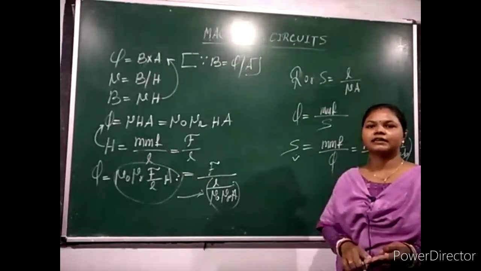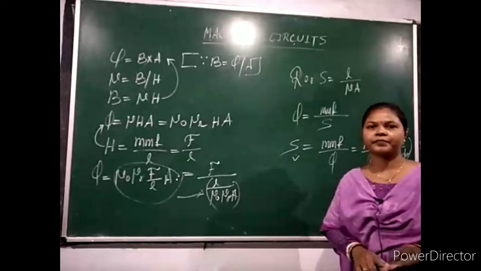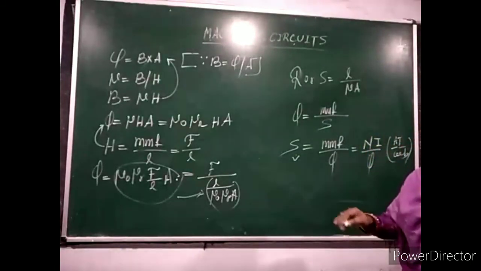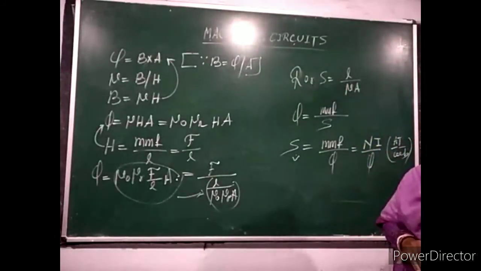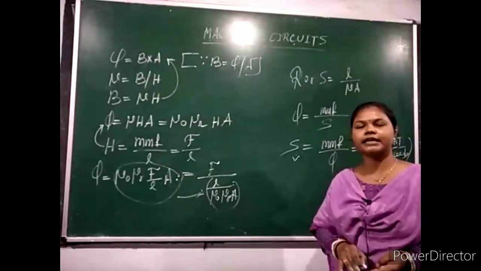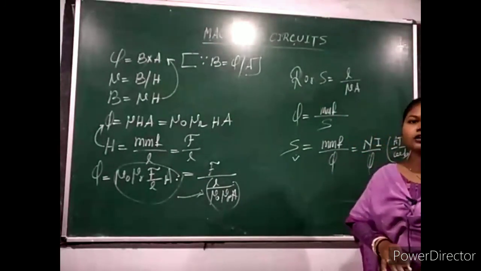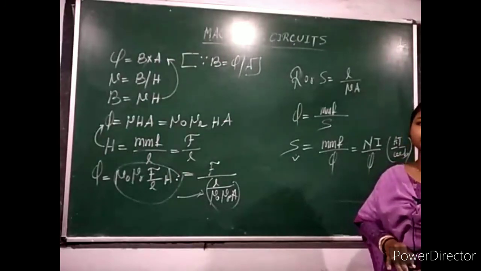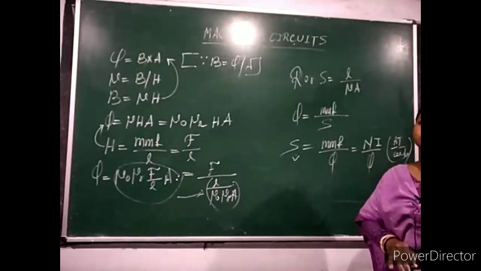So all these descriptions show the relationship between flux, flux density, flux intensity, reluctance, permeability, permeance and mmf. From this whole discussion, students, you have learned the different terms used in a magnetic circuit and also the relationship between all the terms.